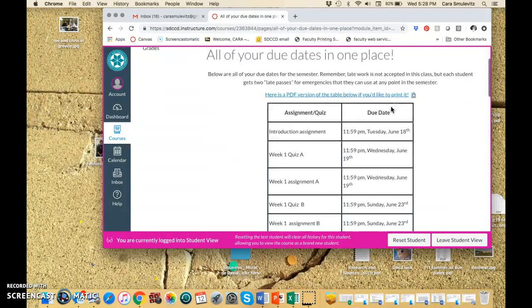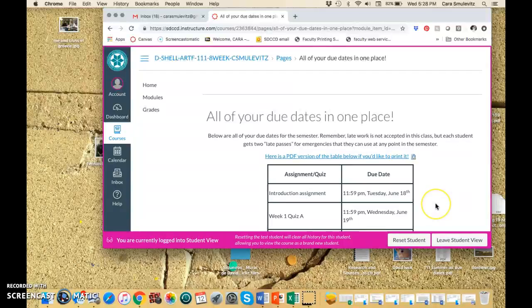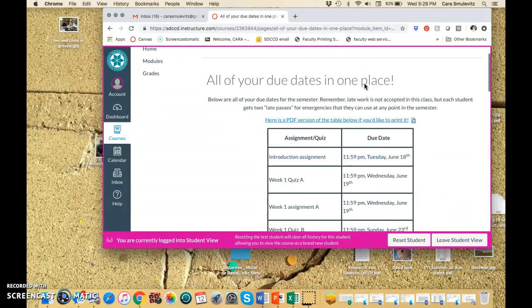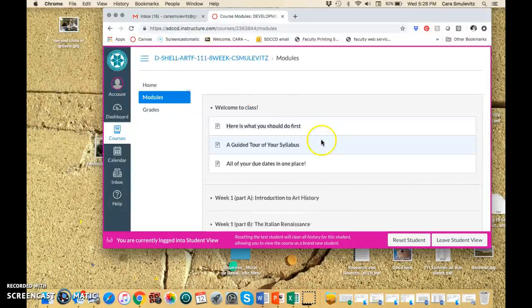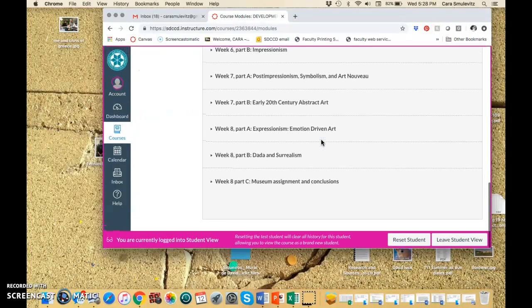That's a great thing about Canvas, but sometimes I found when I'm using it, I get confused where I hit next a few times and then I'm like, wait, how do I get back to where I was trying to start my assignment? So one tip, if you're ever trying to figure out where you're supposed to be in the class, just go to where it says modules, click modules, and then you'll see I've got everything here.